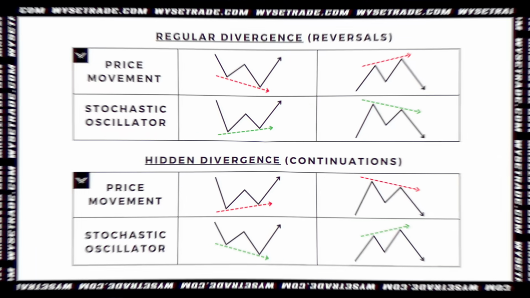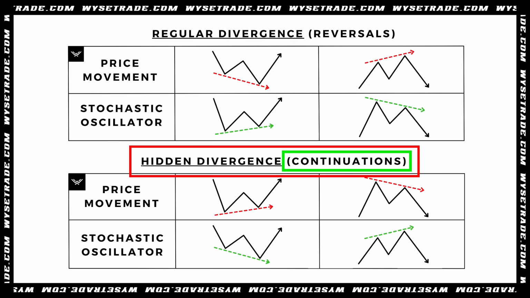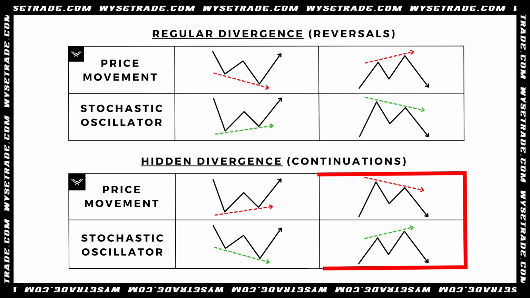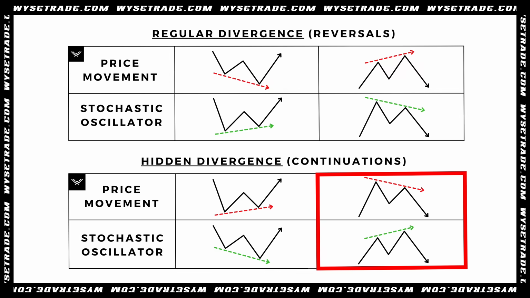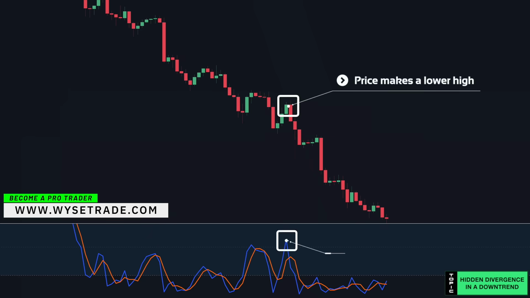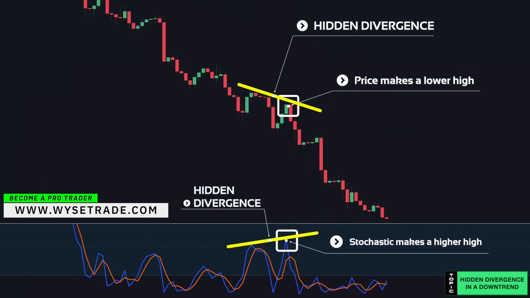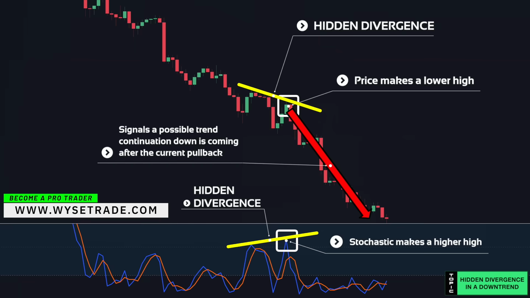Now, moving on to hidden divergence, which is used for continuation trades. Starting with hidden divergence in a downtrend. You have a moving downtrend. Price makes a lower high, whereas the stochastic makes a higher high, which is a divergence in direction between price and the indicator. This signals a possible trend continuation downwards is coming after the current pullback.